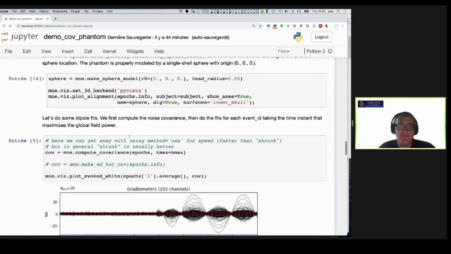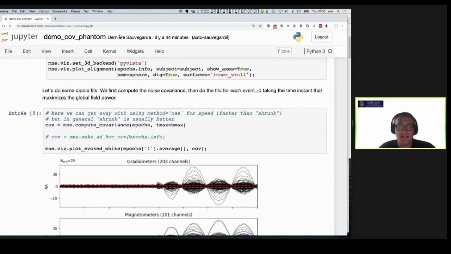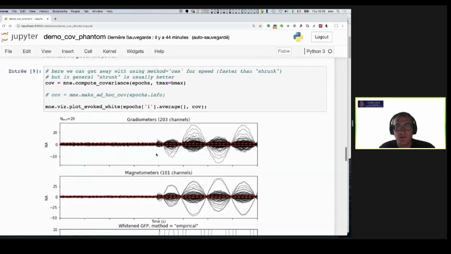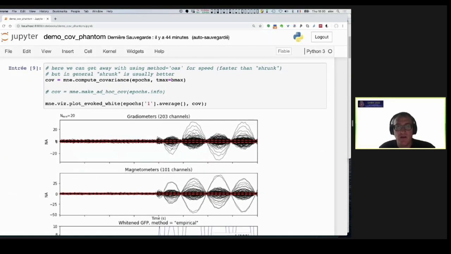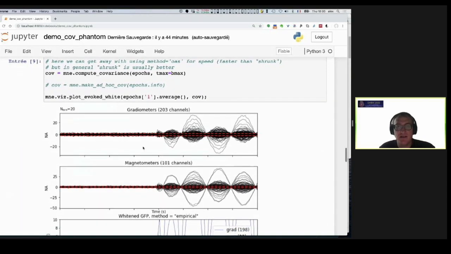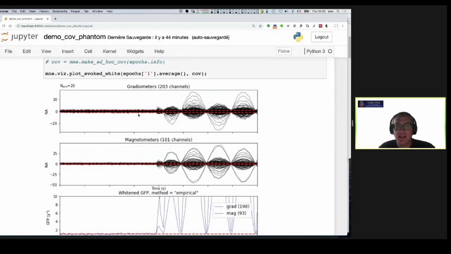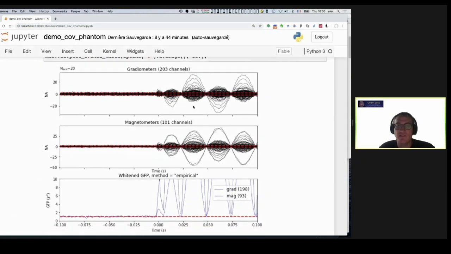Okay, so now I've positioned my sphere, I've got my sensors, and here I'm going to compute the covariance from my epochs using the baseline data. Here the baseline is going to be this period that you see here. And here, what I'm going to use is this MNE function called plot_evoked_white, which will show me these sanity check plots to make sure that if I whiten my data using this covariance that I just estimated, things go fine. And what you see here is that it's really, really good.